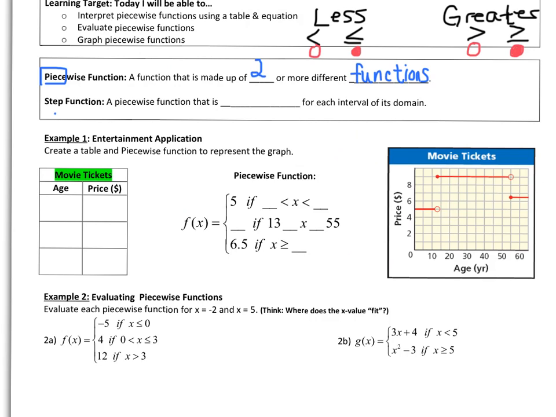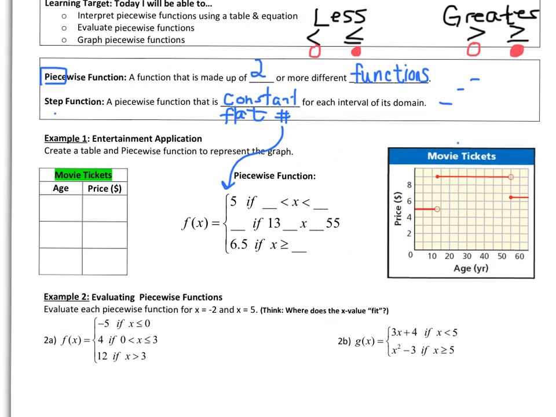A step function is a particular kind of piecewise function, and it just looks like steps, like if you look at that movie theater graph right there, or it might look like that. And it's where the piecewise function is constant at each interval of its domain. It just means that it's flat. You can tell if a piecewise function is constant because there will be just plain numbers instead of equations right there. See how we have plain numbers right there? This one's a step function. If we had like 5x plus 2, that'd be a regular piecewise function.